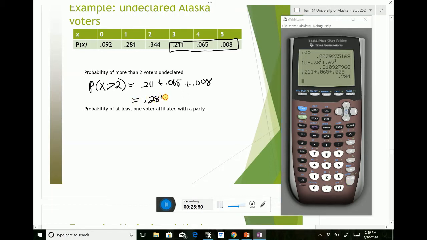So 0.284. The probability that at least one voter, and remember at least is greater than or equal to, is affiliated with the party. And the easiest way to do at least one is 1 minus the probability that nobody is. So that's 1 minus 0.092.